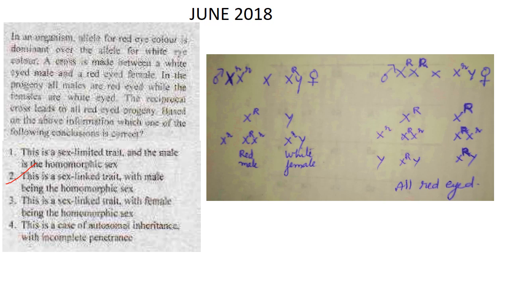This is the condition. This is the male parent X^R X^r, into X^R Y, that is the female parent. Now cross, you get red male and white female. So when a cross is made between white-eyed male, which is recessive character, that is why I have given small r, and capital R for red-eyed female, in the progeny, all males are red-eyed. Here the males are red-eyed and the females are white-eyed. So the male is a homomorphic sex. Now this is the reciprocal cross. You will get all red-eyed progeny. So the answer here is: this is sex-linked trait with the male being homomorphic sex.